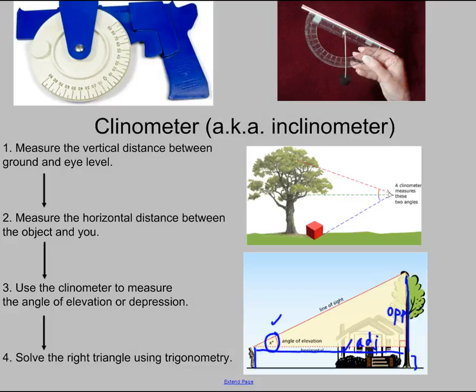And in this case, this triangle is a right triangle because, well, most things that are built off of the ground are at a 90-degree angle to the ground. So that's what allows us to use right triangle principles. Okay, so that's an introduction to the clinometer.